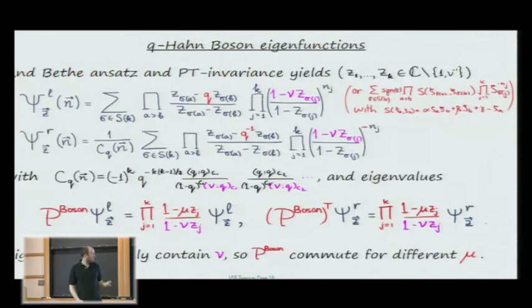That's the point. So here are the eigenfunctions. These are just produced from the Bethe ansatz. So this term came from this S matrix. This is the one-dimensional eigenfunction. And this is this permutation.